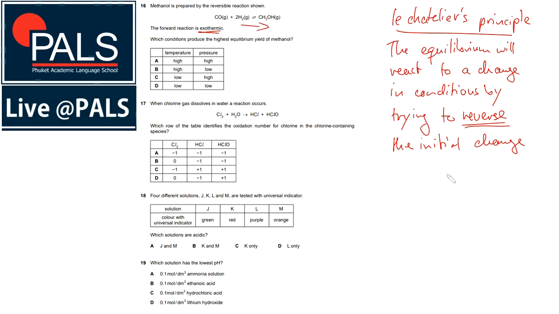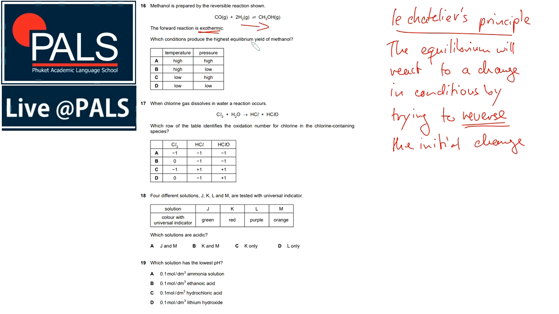to decrease the temperature again. If we increase the pressure, the equilibrium will try to shift in a way to decrease the pressure. If we increase the concentration of a reactant, then the equilibrium will shift in a way to decrease the concentration of that reactant again. Not to its original value, but a little bit lower, basically. And so the first one is, the forward reaction is exothermic, highest equilibrium yield.